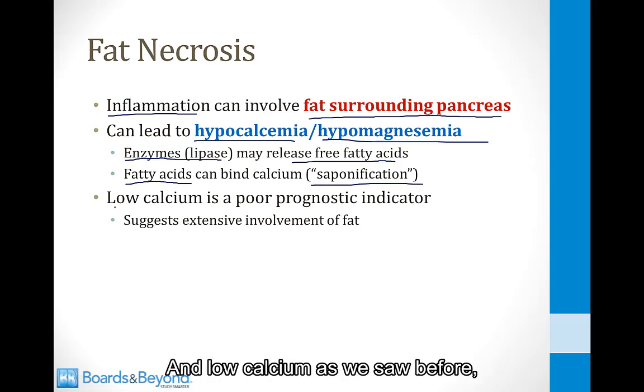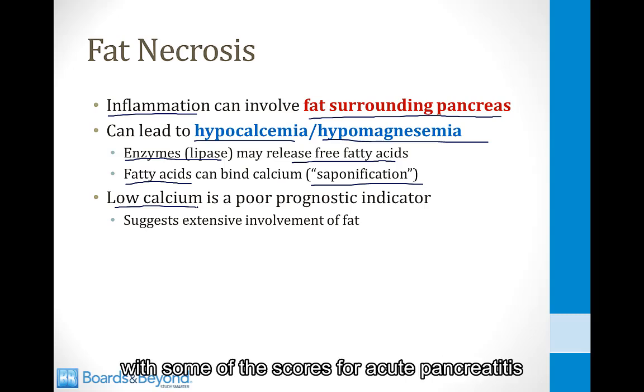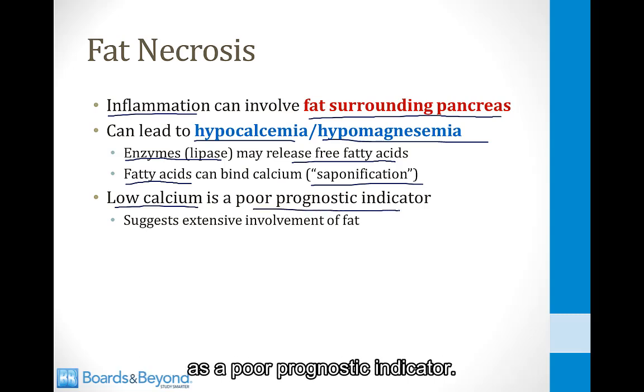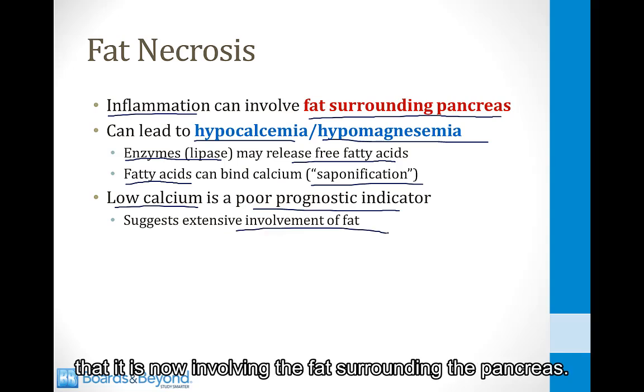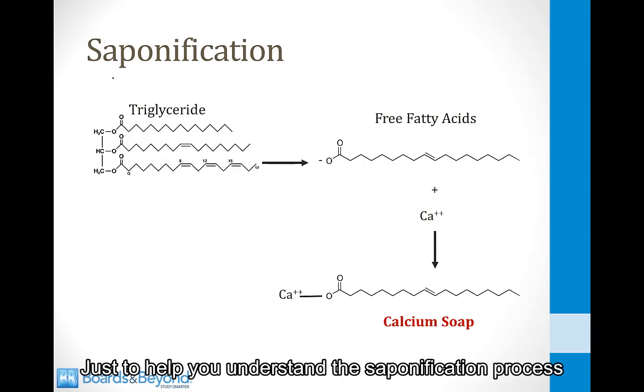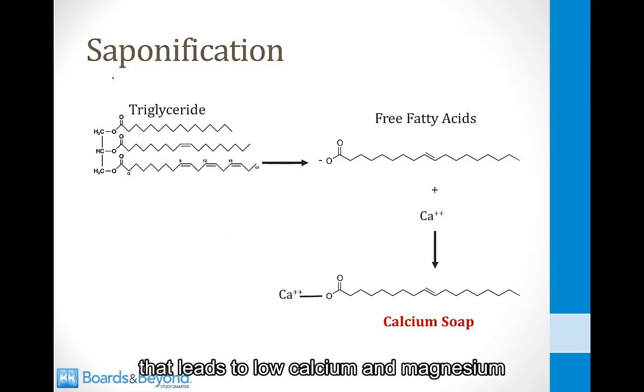And low calcium, as we saw before with some of the scores for acute pancreatitis, is a poor prognostic indicator, and that's because it suggests that the pancreatic inflammation is so extensive that it is now involving the fat surrounding the pancreas. Just to help you understand the saponification process that leads to low calcium and magnesium, let's look at what happens to triglycerides in the fat around the pancreas.